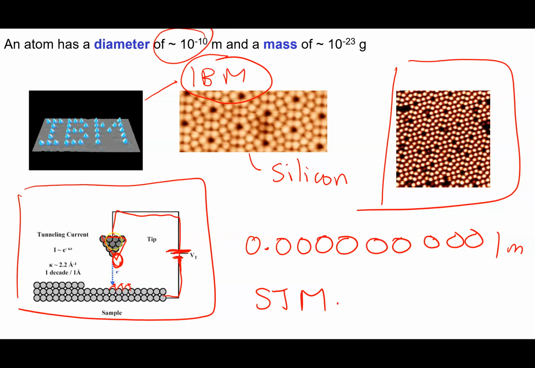And one of the things they found, as I mentioned, was if you lower the tip down and you then pull it away, you can get an atom to stick to the tip, and you can move those atoms around. So that's kind of cool.